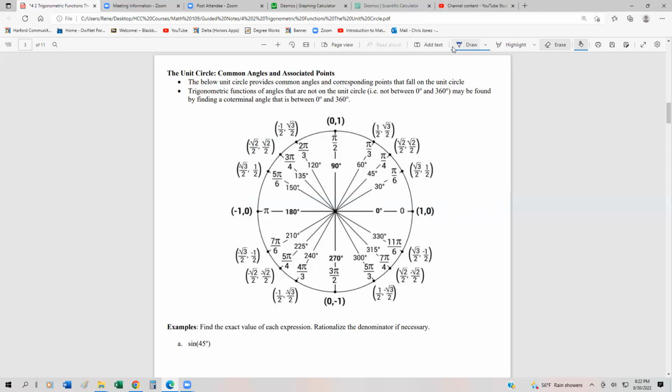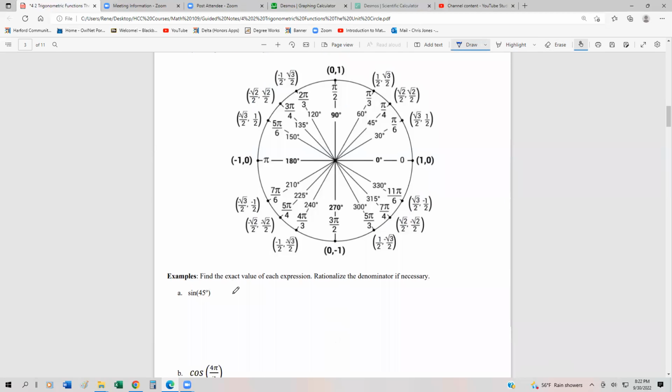And we're going to rationalize the denominator if necessary. So we have sine of 45 degrees, right? So what we're going to do is go to 45 degrees, which is right here. We notice that the x coordinate is root 2 over 2.